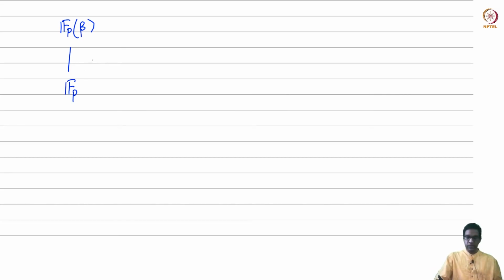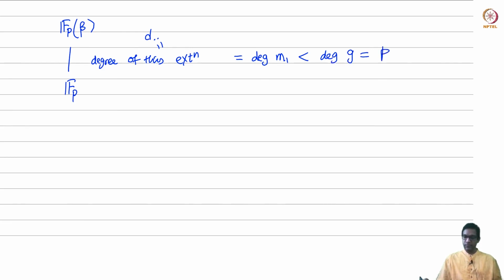So I take that extension in which there is a root beta, and I consider the field Fp(beta) over Fp. Okay, so what's the degree of this extension? Let d denote the degree of this extension. What do we know about d? d is just the degree of m1, right? m1 is the irreducible polynomial. So the degree of m1 is definitely less than the degree of g, that was the starting assumption, which is p. Okay, so the degree of m1 is smaller than p. d is smaller than p.